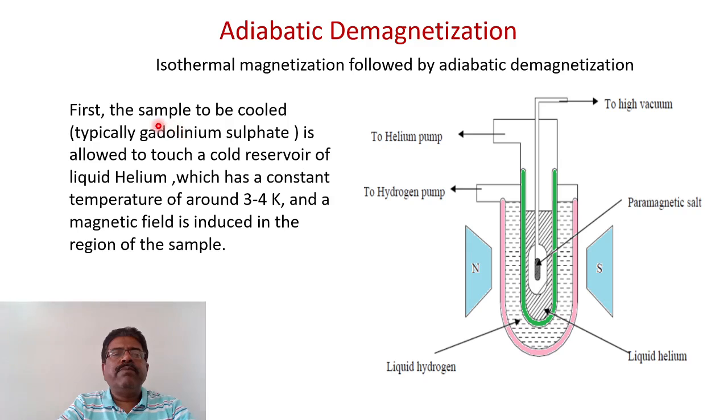So first of all, the sample to be cooled, that means the paramagnetic salt gadolinium sulfate, is allowed to touch a cold reservoir of liquid helium. You can see this is in contact with liquid helium, which has a constant temperature of about 3 to 4 degrees Kelvin, and a magnetic field is induced in the region of the sample. So slowly the magnetic field is increased. So this is the first step.